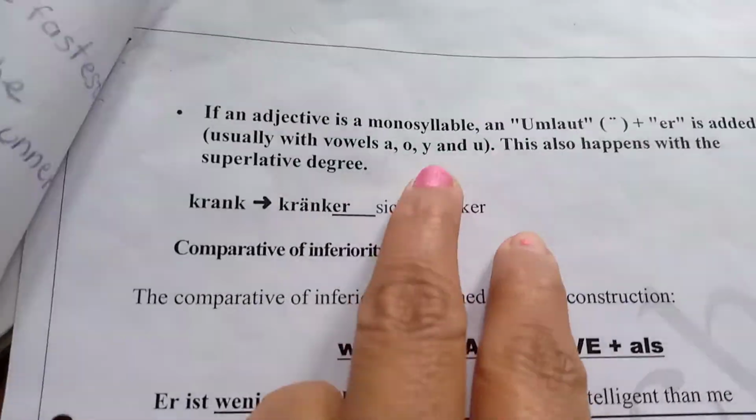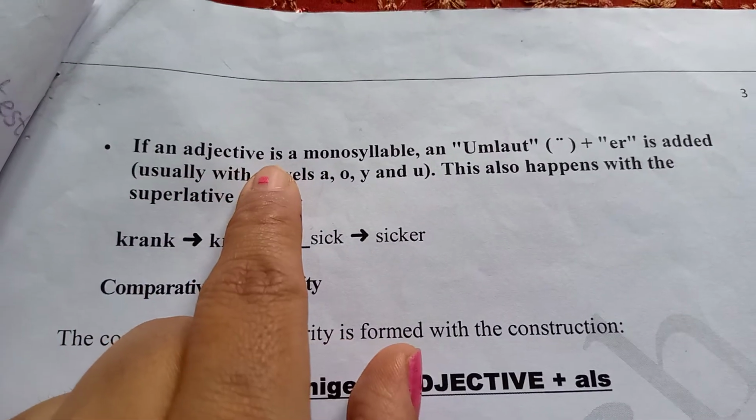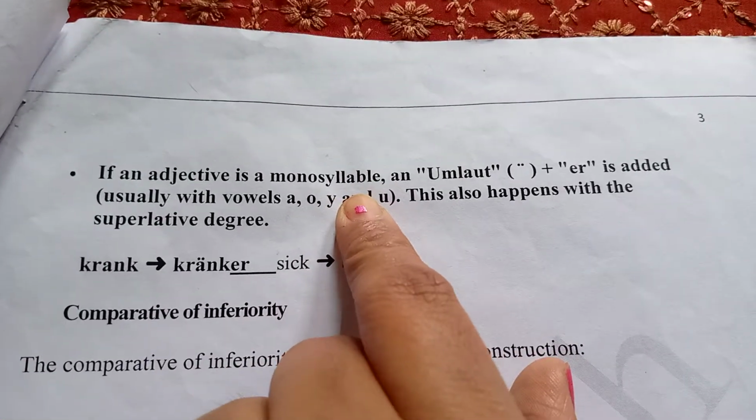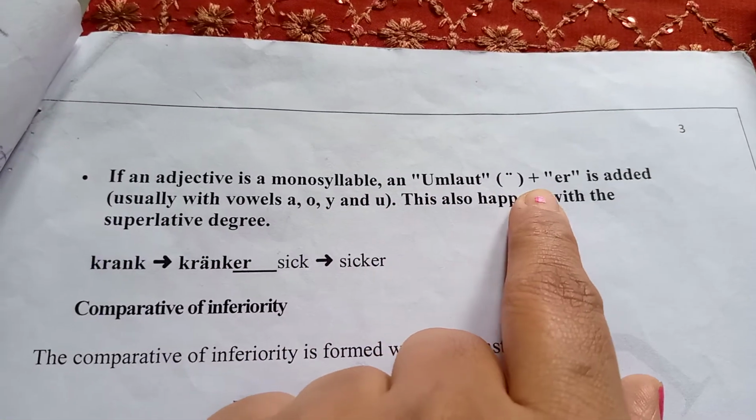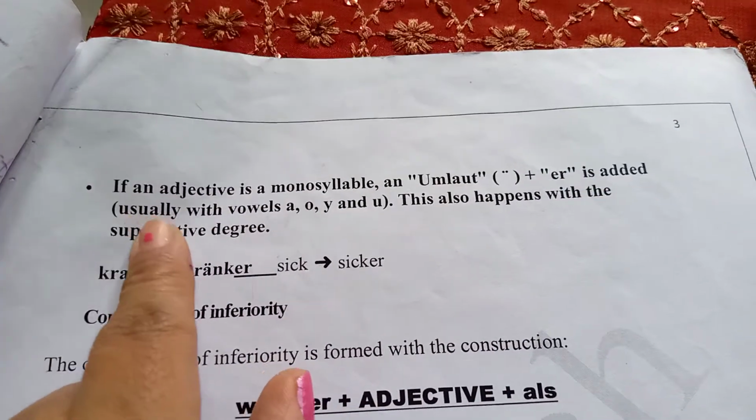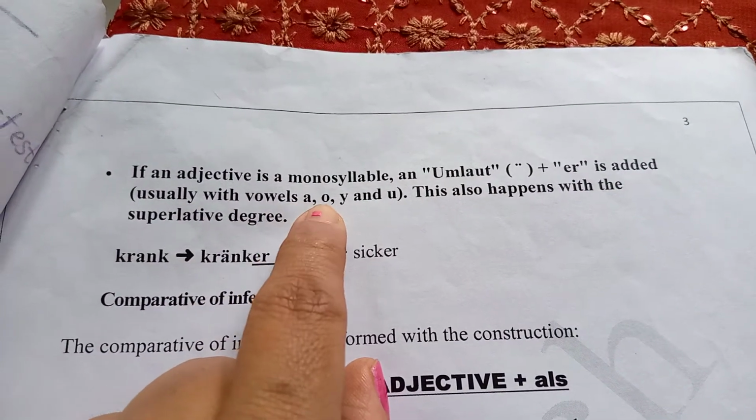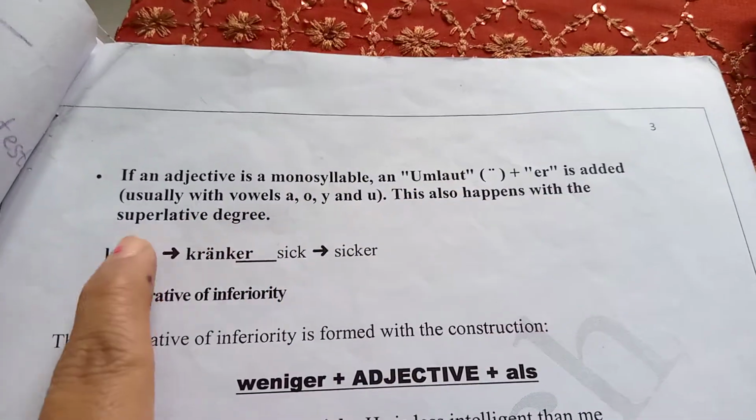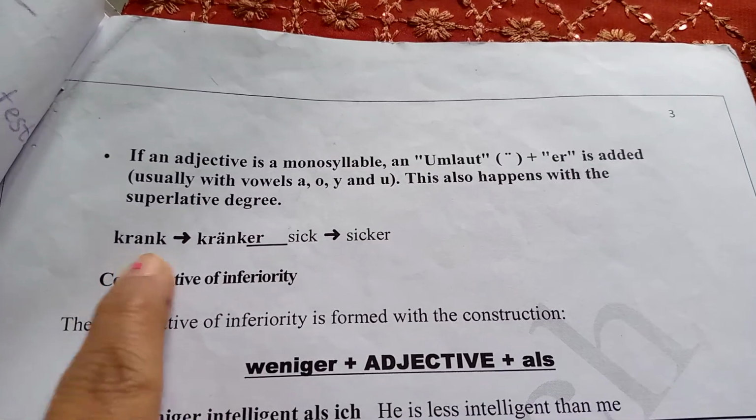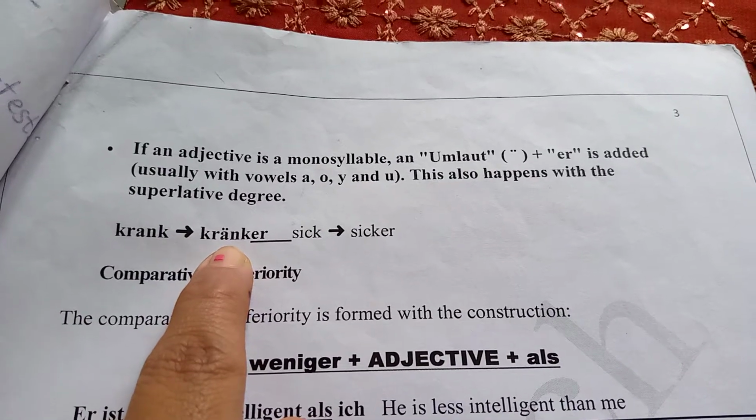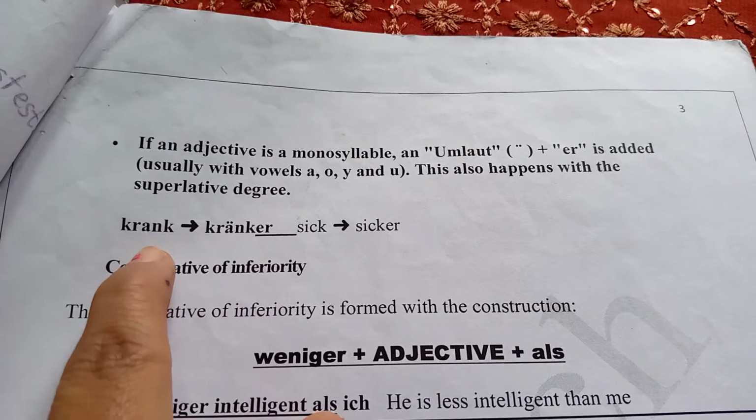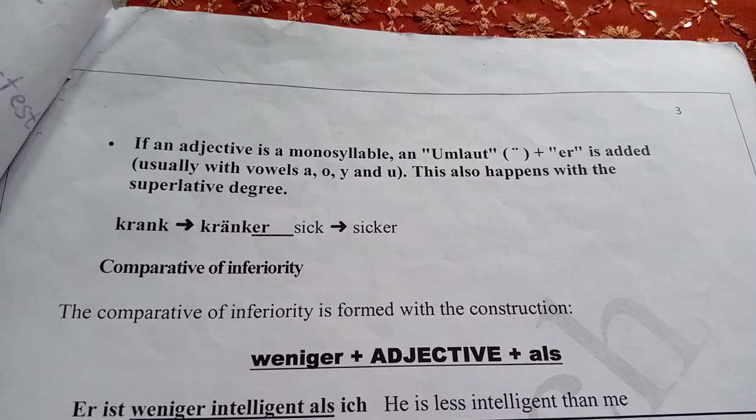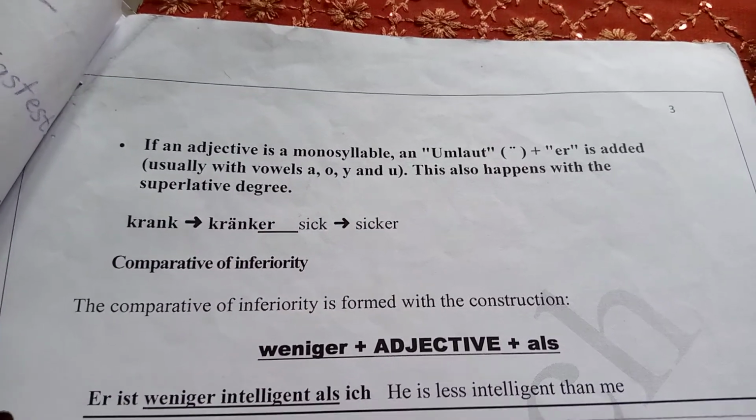Okay, one more they have given here. If an adjective is monosyllabic, an umlaut plus er is added, usually with the vowels a, o, and u. This also happens with the superlative degree. Krank becomes kränker. Okay, monosyllable with one vowel is present, so we are adding umlaut.